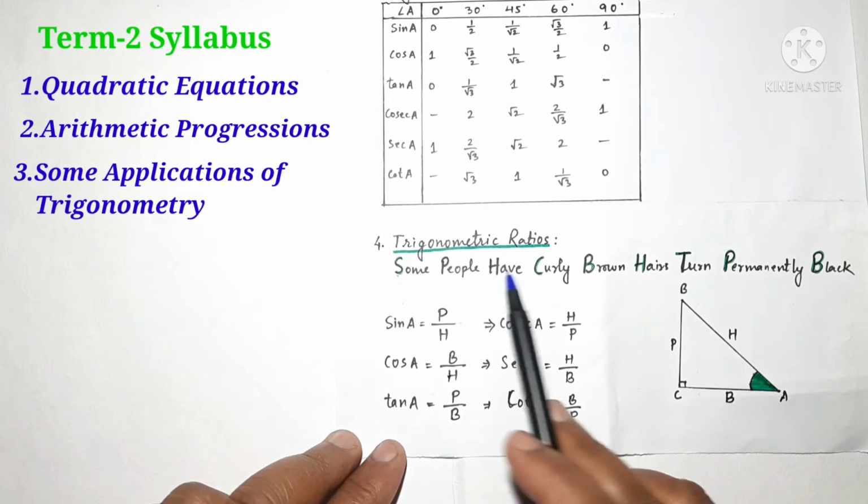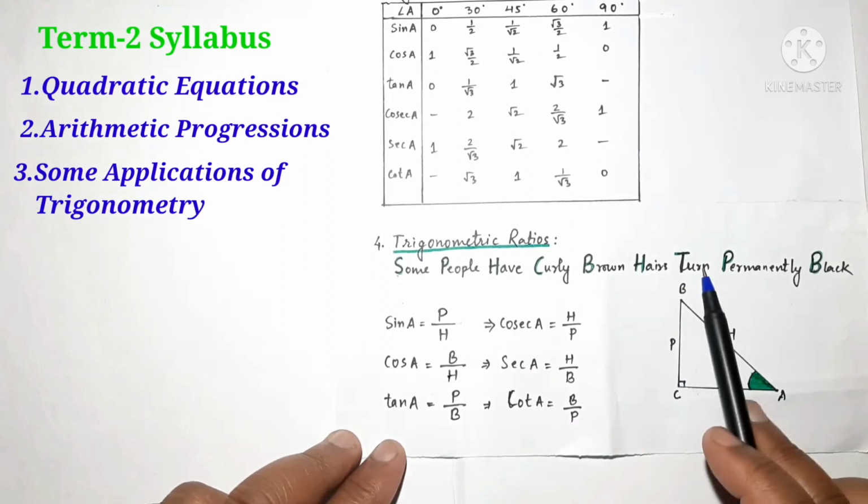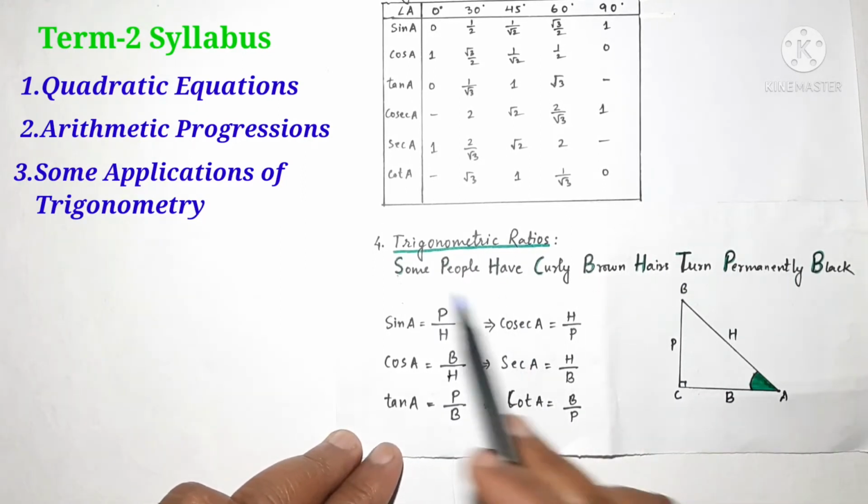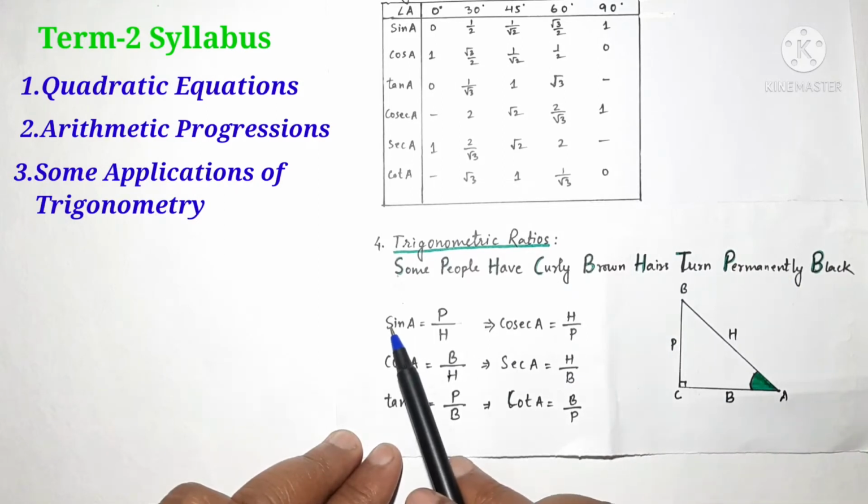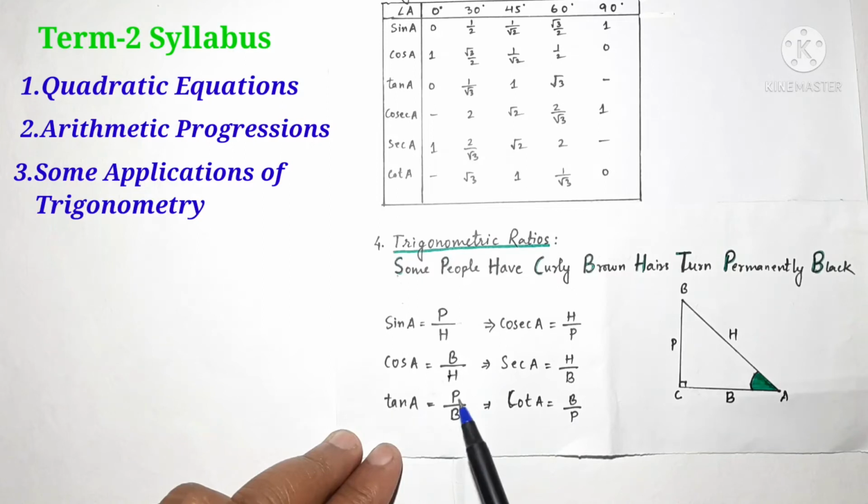Some people have curly brown hair, turns permanently black. So how will I use this sentence? Some people have curly brown hair, turns permanently black. Now we know the reciprocal of sine is cosec. So cosec will be h by p. Sec is the reciprocal of cos. So b by h will become h by b. Cot is the reciprocal of tan. So p by b will become b by p.